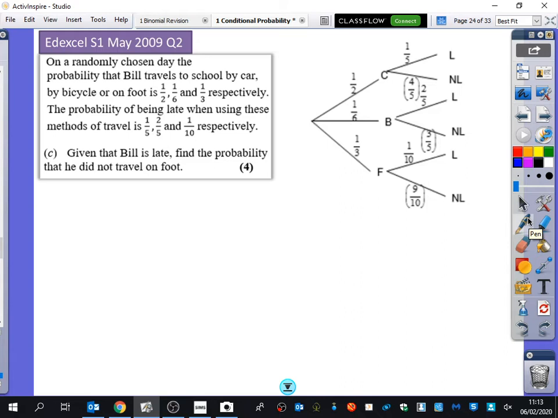So here it says, on a randomly chosen day, the probability that Bill travels to school by car, bicycle, or on foot is a half, a sixth, a third. So we've got a half, a sixth, a third here. The probability of being late when using these methods of travel is a fifth, 2/5, and a tenth. So which of those is the most unreliable mode of transport?